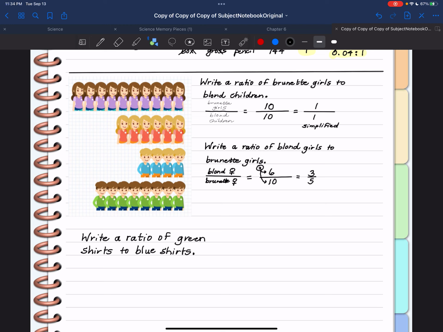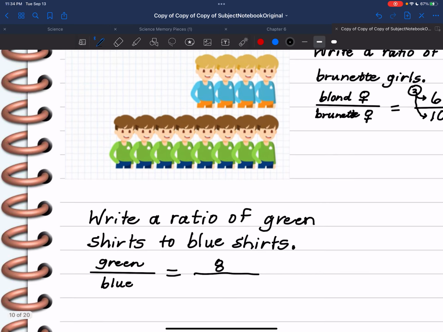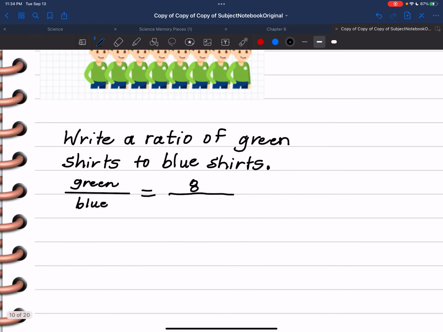So we want to set up the words first. I'm a firm believer that that's the most important part, because if you don't get that part nailed down, you're going to miss the whole problem. So green to blue. Count the green shirts. 1, 2, 3, 4, 5, 6, 7, 8. And the blue shirts are 4.